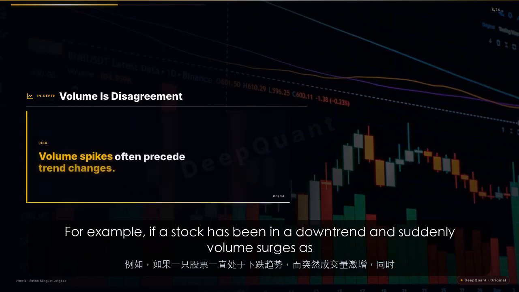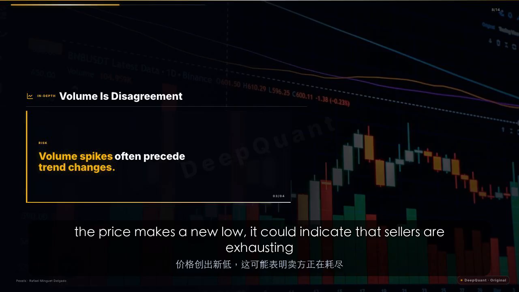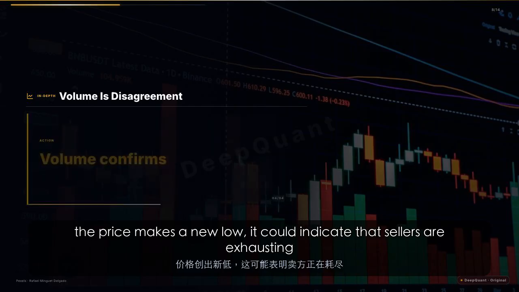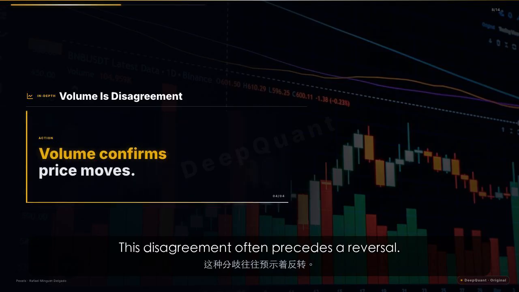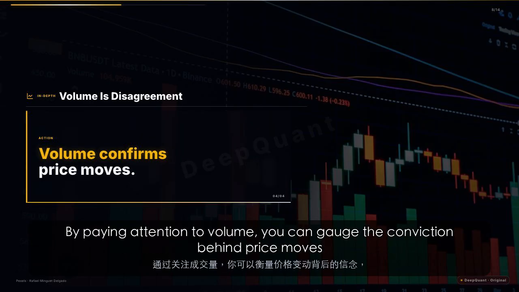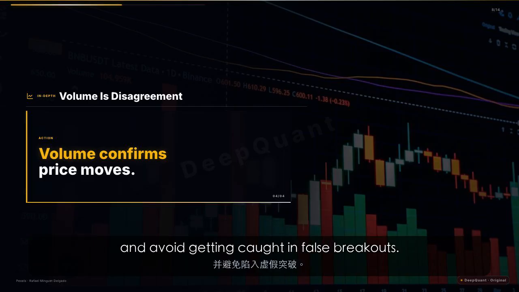For example, if a stock has been in a downtrend and suddenly volume surges as the price makes a new low, it could indicate that sellers are exhausting themselves and buyers are stepping in. This disagreement often precedes a reversal. By paying attention to volume, you can gauge the conviction behind price moves and avoid getting caught in false breakouts.